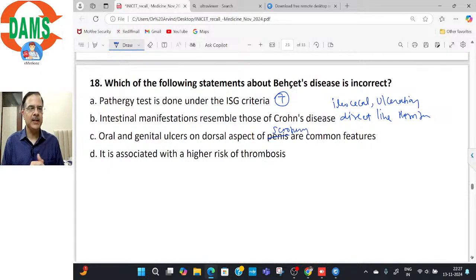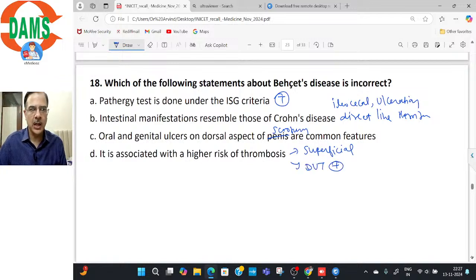The ulcers are present. It is associated with higher risk of thrombosis. Yes, both superficial thrombophlebitis as well as deep vein thrombosis can be present. So the answer here, the incorrect one, is option C. Okay, large vessel is not given in thrombosis.